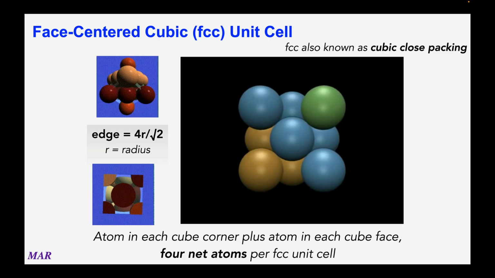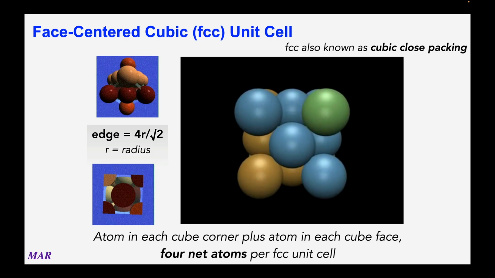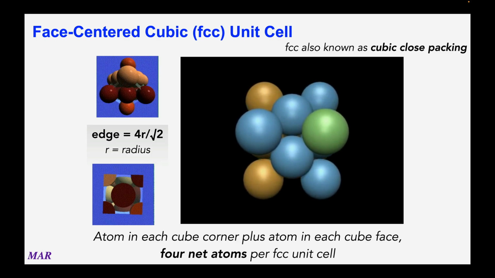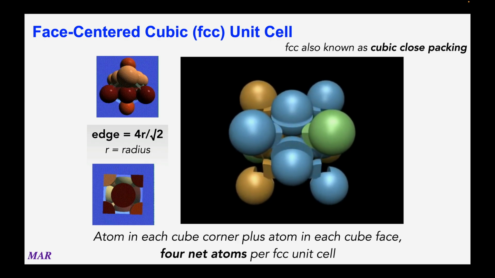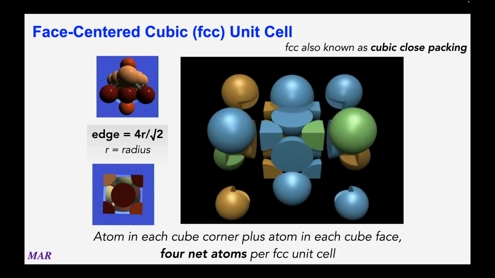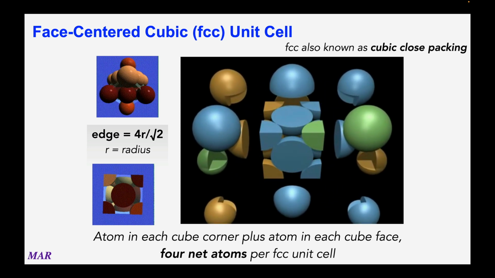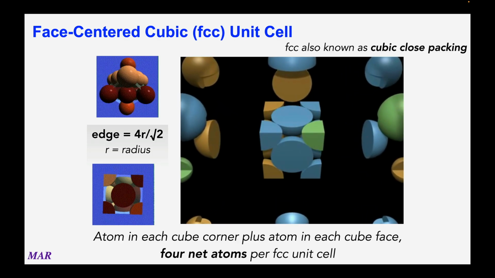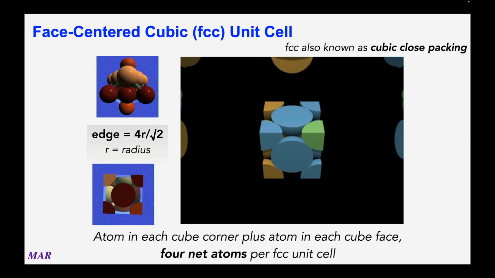So when you want to know the number of atoms in a face-centered, you have 8 times 1/8 for the corner atoms as before, but now you have 6 faces, and each face has half of an atom left once you take the chainsaw to it. So 6 times 1/2 are the number of atoms in each face. 6 times 1/2 is 3. And you add that to the 8 times 1/8 atoms in the corner, which is 1. 3 plus 1, 4 net atoms per FCC unit cell.